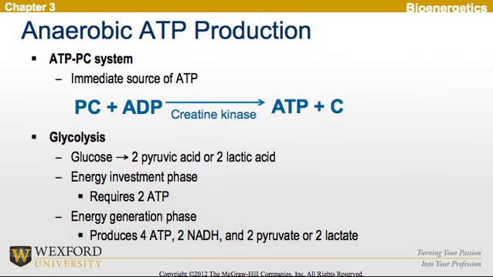Looking at the anaerobic ATP production, you have again the ATP-PC system, which is an immediate source of ATP. But you also have glycolysis, where glucose gives you 2 pyruvic acids or 2 lactic acids. The energy investment phase requires 2 ATP, but the energy generation phase produces 4 ATP, 2 NADH, and 2 pyruvate or 2 lactate.